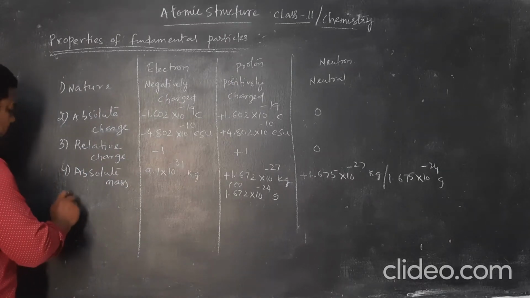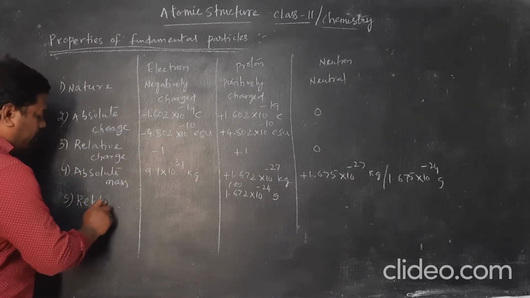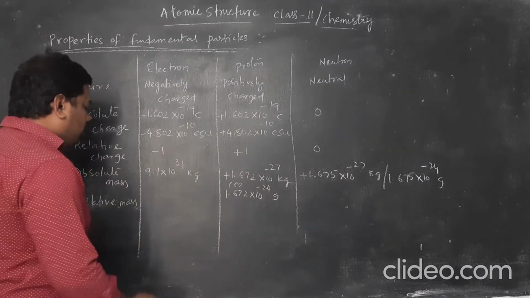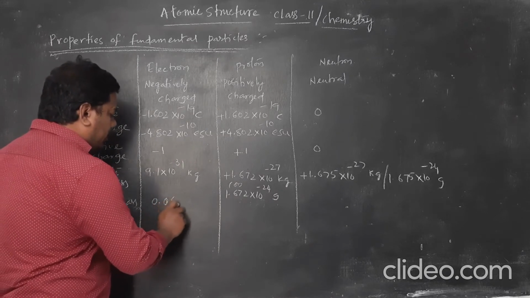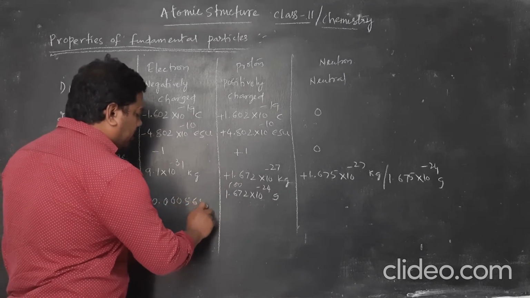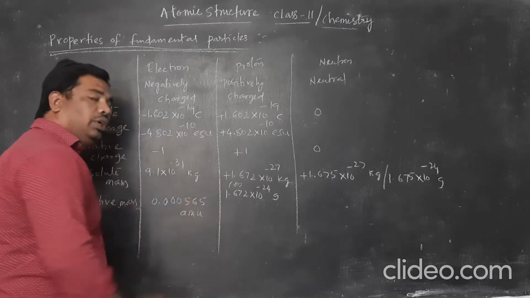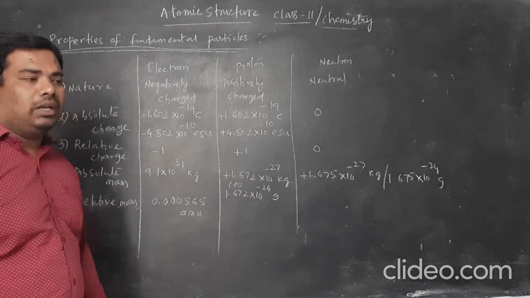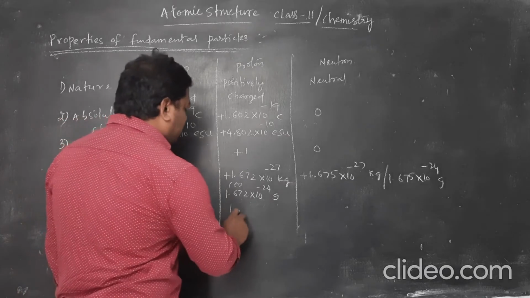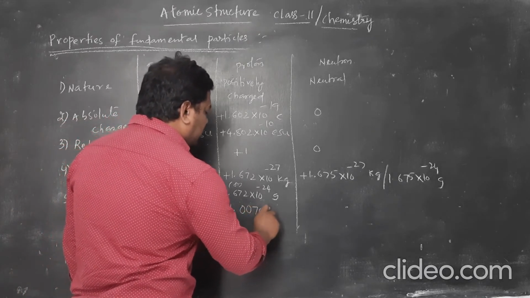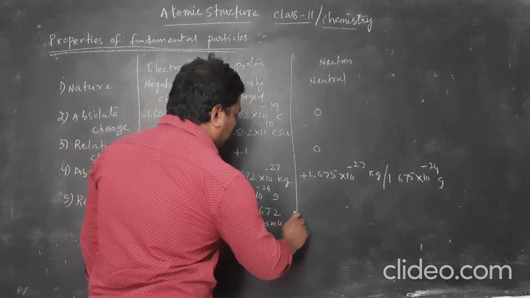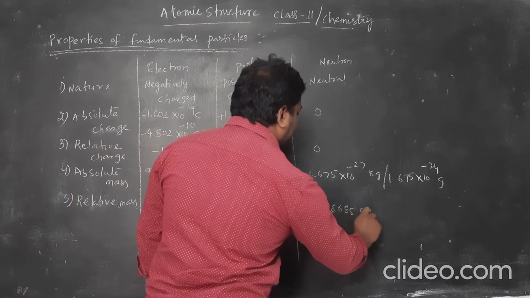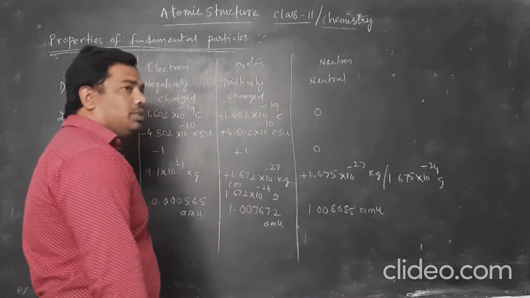Okay, the next one is relative mass. The relative mass of an electron is equal to 0.00055 atomic mass units. For proton it is 1.007672 atomic mass units, and for neutron it is 1.008685 atomic mass units.